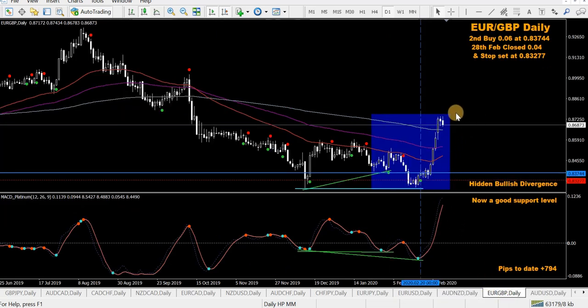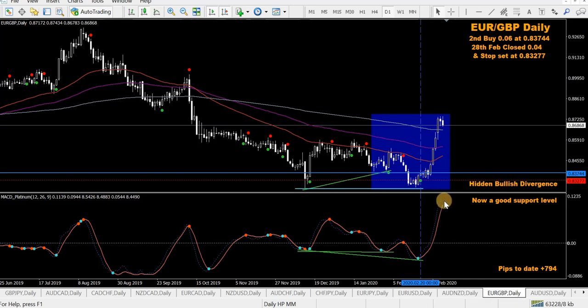Euro pound. This is another decent trade, similar to the euro. Initially took a buy trade based on hidden bullish divergence. This is this blue dot here. Then a hedge sell. And then a second buy, and it's gone up nicely where I managed to close that original buy out, the hedge sell, and a partial close, very similar to the euro.